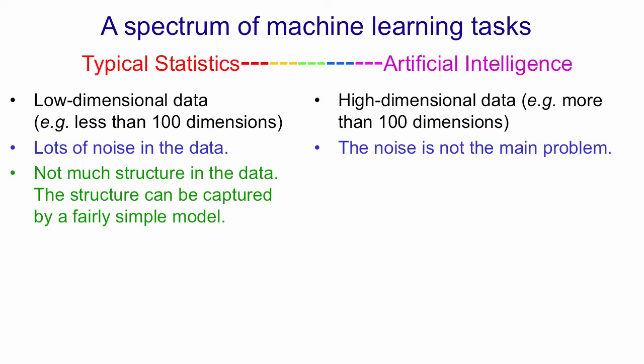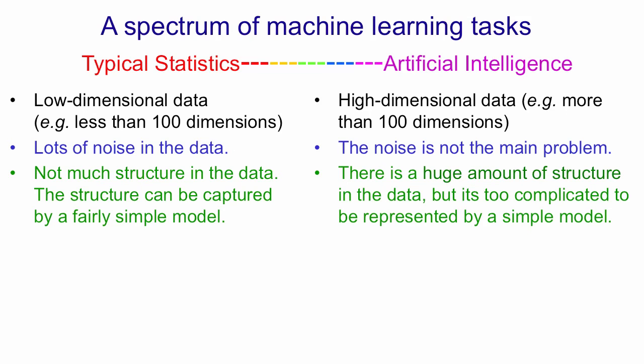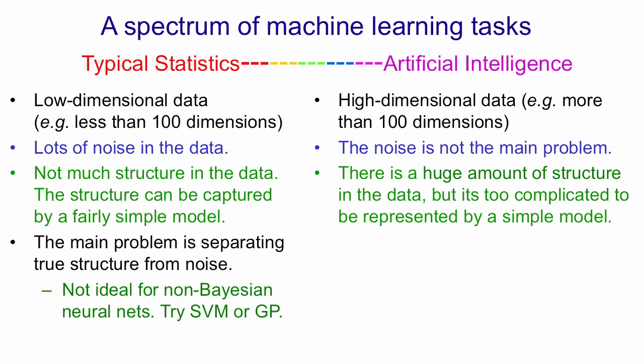For statistics, there's often not that much structure in the data, and what structure there is can be captured by a fairly simple model. At the AI end of the spectrum, there's typically a huge amount of structure in the data. So if you take a set of images, it's highly structured data, but the structure is too complicated to be captured by a simple model. So in statistics, the main problem is separating true structure from noise, not thinking that noise is really structure.